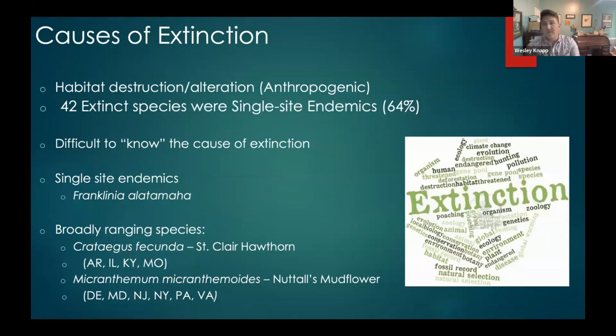Now, some of those other causes of extinction, we all probably understood this, habitat destruction and alteration, certainly. But frankly, it's really difficult to know the cause of an extinction unless it was a single site endemic and the site was destroyed. Otherwise, it's kind of guessing, or it's multifaceted. For instance, Crataegus fecunda and Micranthemum micranthomoides are the only two species that I'd call broad ranging. They occurred in 4 or more states. And we're not really sure why either of these organisms went extinct. We just know when it was last collected, and we know very little about the threats or trends to those organisms before they went extinct.